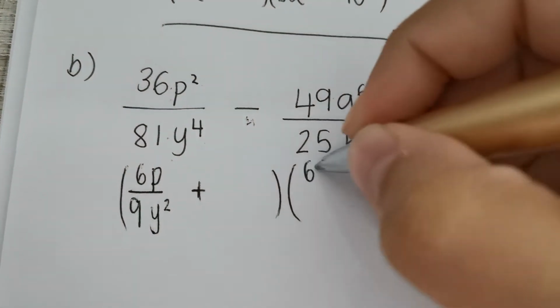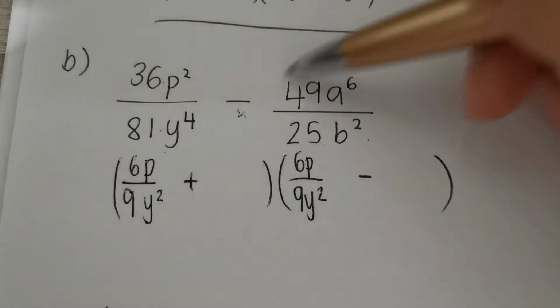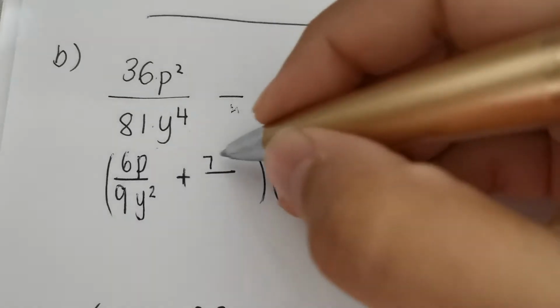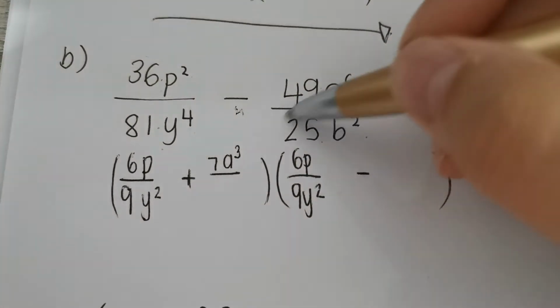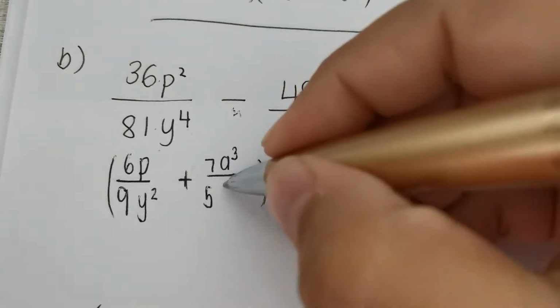Okay, let's write it here. 6b over 9y squared. Same thing. Let's do the other side. Square root of 49, 7. Square root of a to the power of 6, a to the power of 3. Square root of 25, 5. Square root of b to the power of 2, b.